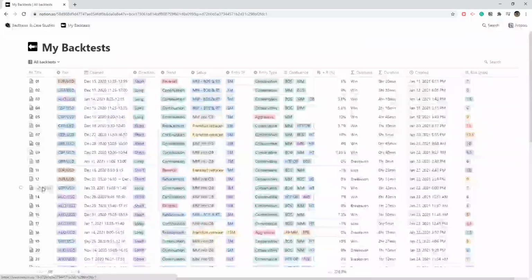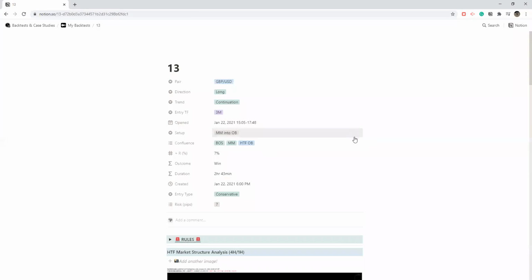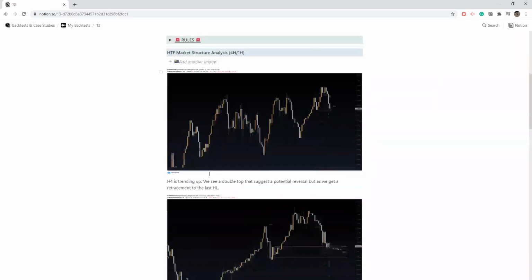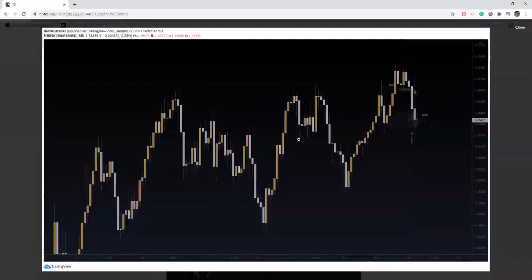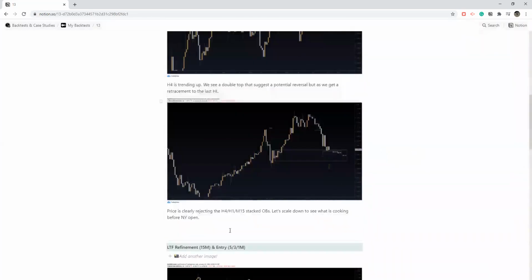Okay, let's check trade 13. H4 is trending up. We see a double top, which suggests a possible reversal, but okay, so we're looking for a retracement trade. Push, pullback, push high, creating a little bit of a consolidation above and a beautiful 4H OB. So let's see the lower time frames. Price is clearly rejecting the 4H 1H stacked OB.